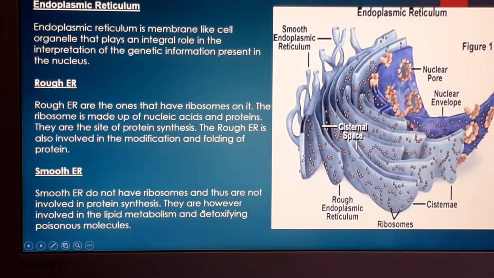But this is important; it is involved in lipid metabolism and detoxifying poisonous molecules. Whereas rough endoplasmic reticulum is involved in modification and folding of proteins, and its main important function is protein synthesis, and again modification and folding of protein is the next function. This is said to be endoplasmic reticulum.